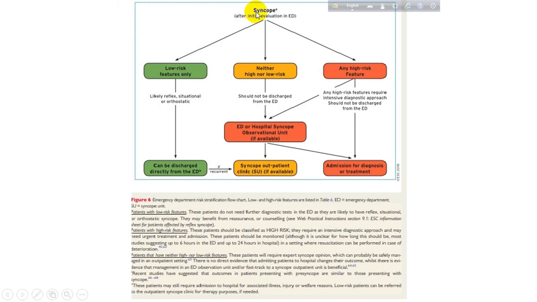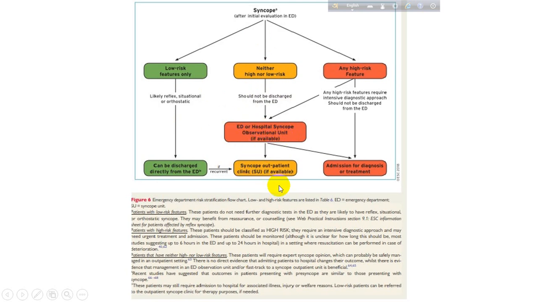Now, how to approach after syncope, after evaluation in the ED. If there are low risk features only, this likely reflects situational or orthostatic syncope, and the patient can be discharged from the ED. And if it is neither high nor low risk, the patient should not be discharged from the ED, meaning emergency department. ED and hospital syncope observational unit, if available, they will be there.